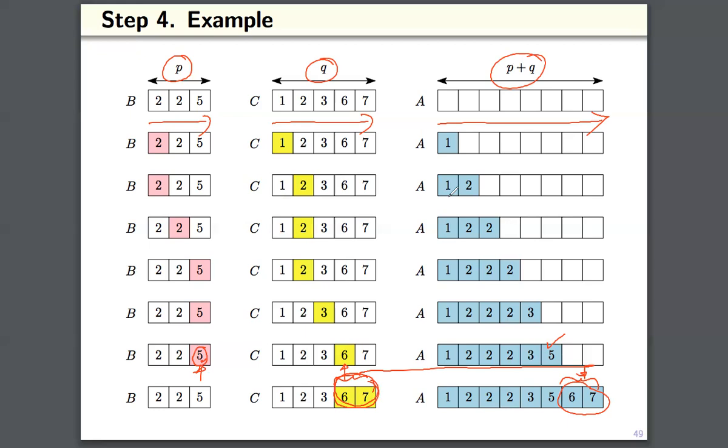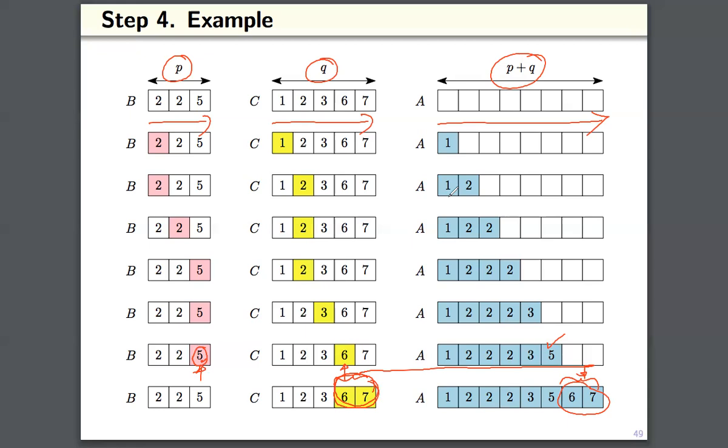Though we have defined this merge function for two arbitrary input arrays, that means two input arrays of arbitrary size, they should be sorted and they can have arbitrary size P and Q, then it's a linear algorithm. Linear scan, linear time algorithm.